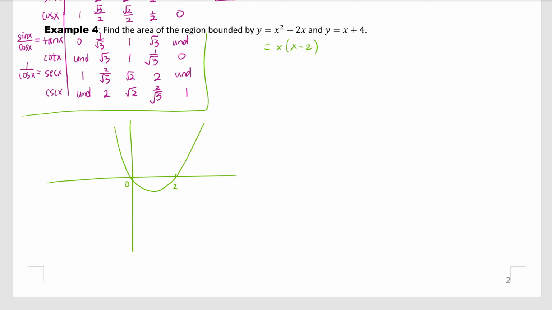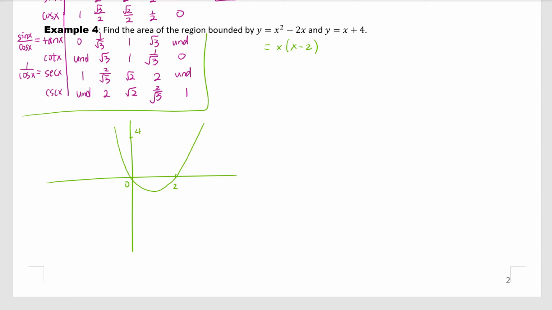Okay, our parabola looks like this. So far, so good, everybody. And our line is y equals x plus 4. We know 2 points fix the line, so we can plug in 0. Then we get 4, right?